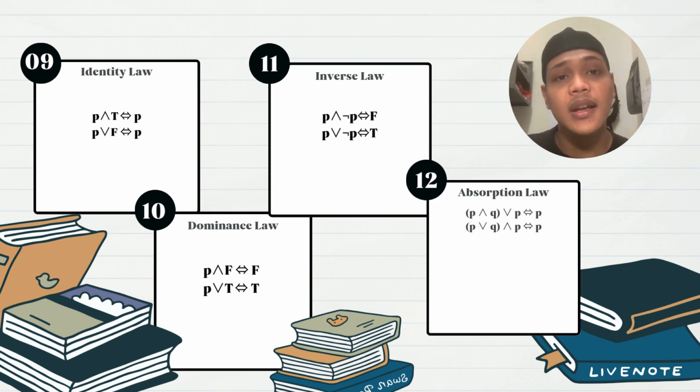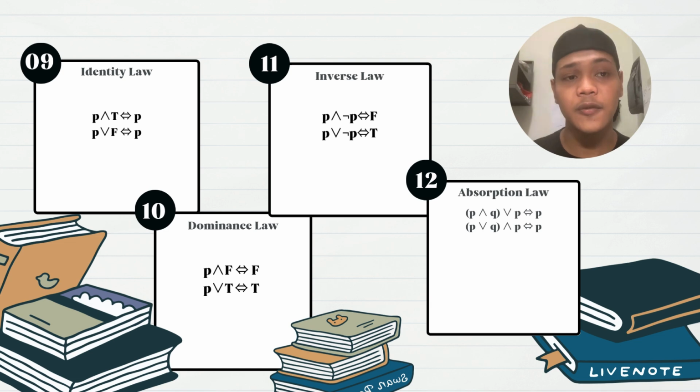For the last, absorption law. P and (P or Q) is just P. P or (P and Q) is also just P. These laws make it easier to simplify and understand logical statements. They are used in math, computer science, and everyday reasoning.